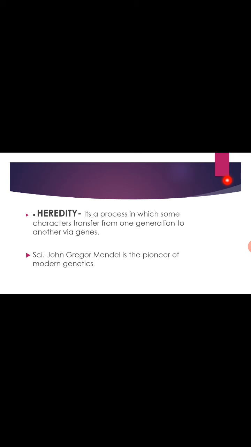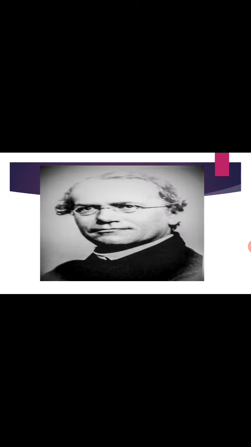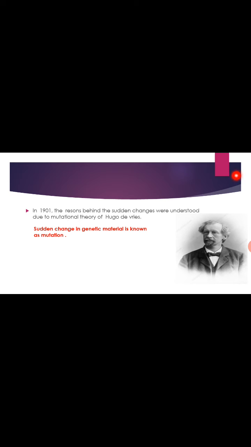Which are those? Scientist Gregor Mendel is the pioneer of modern genetics. Next, in 1901, the reasons behind sudden changes were understood due to the mutation theory of Hugo de Vries. Scientist Hugo de Vries researched the mutation theory. What is this mutation? A sudden change in genetic material is known as mutation.